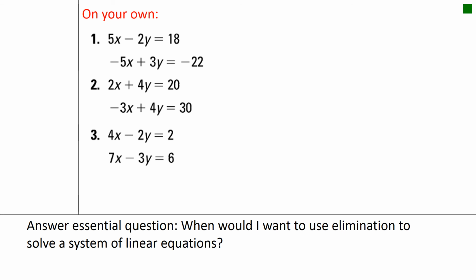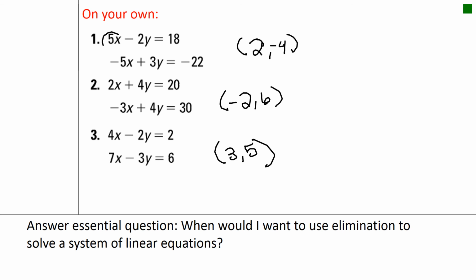All right, try these 3 problems on your own using elimination. When you're ready to check your answer, check back in with me. All right, number 1, you should have got your solution was 2 comma negative 4. Number 2, you should have got your solution is negative 2 comma 6. Number 3, you should have got your solution as 3 comma 5.